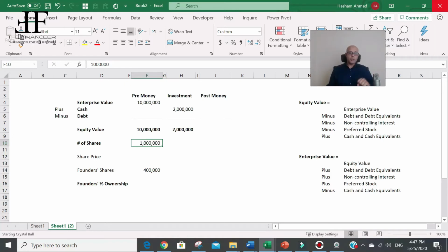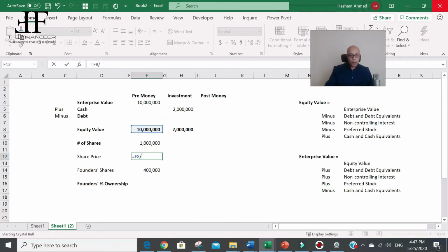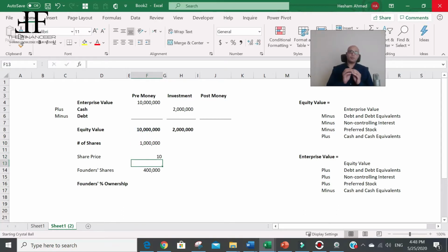It's 1 million. So if you divide the 10 million by the 1 million shares outstanding, you will reach the market share price, which is $10. This is the market share price for one share. How much now are the founder shares outstanding?